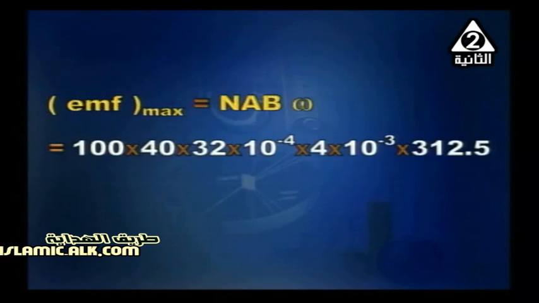In this way, we can calculate maximum EMF. It is NAB omega. So 100 number of turns, dimensions 40 and 32 times 10 power negative 4 to convert it from centimeter squared into meter squared. Flux density 4 millitesla, 4 times 10 power negative 3. Angular velocity, we've just obtained it. So maximum is equal to 16 volt.